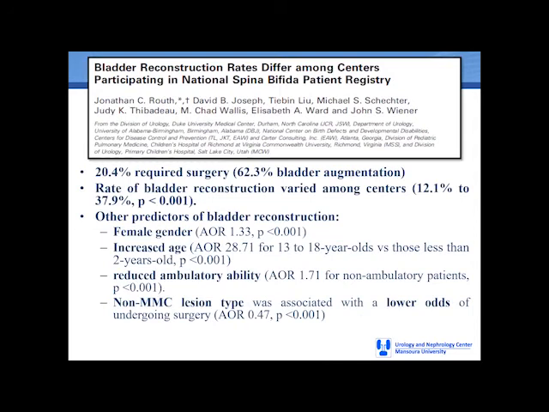Again, this is another report from the National Spina Bifida Registry reporting the differences in the surgery rate among the participating centers. On average, 20% of the patients required surgery, and the most commonly performed surgery was bladder augmentation. But they found an interesting finding that the rate of bladder reconstruction varied significantly among the participating centers. Although these centers adopted the same treatment philosophy, there was a significant variation in the surgery rate, ranging from 12 to 38%. So here the operation rate is 1 in 10, and here it's almost 4 out of 10 patients who would require surgery.